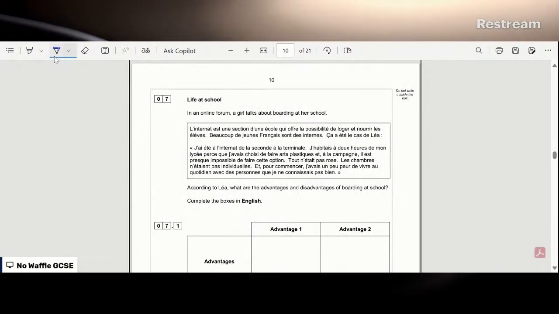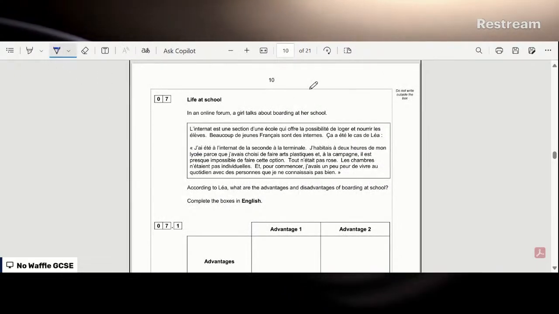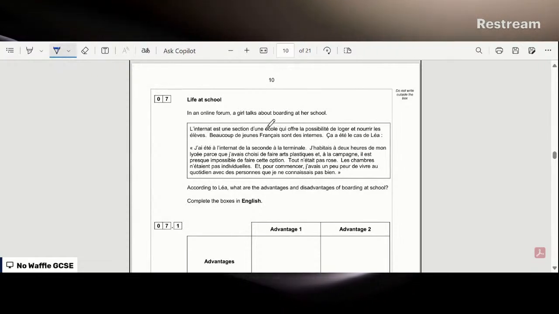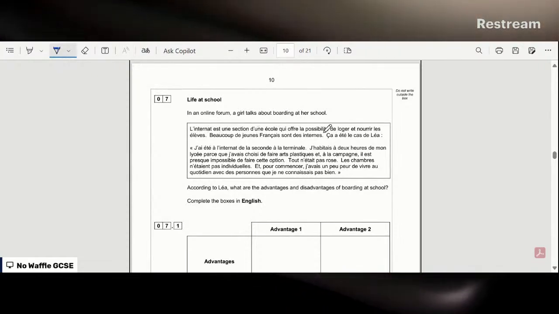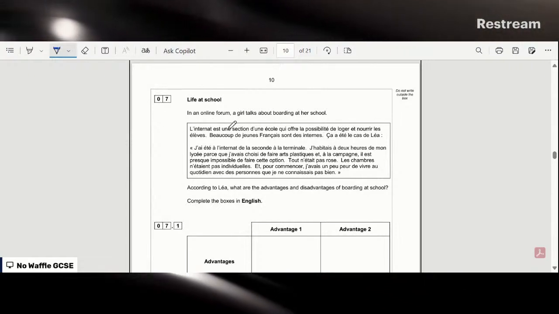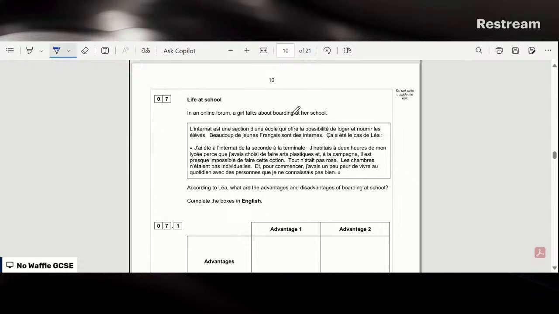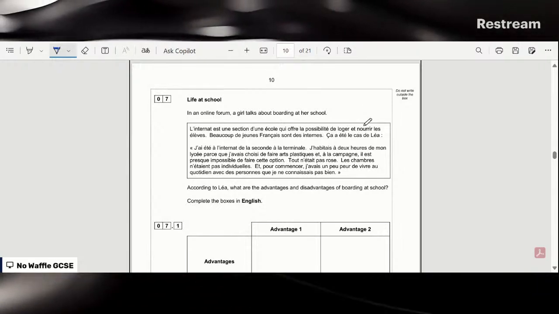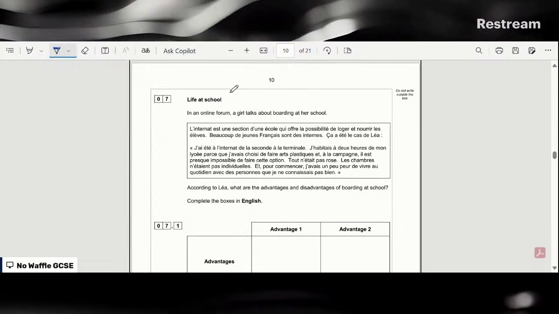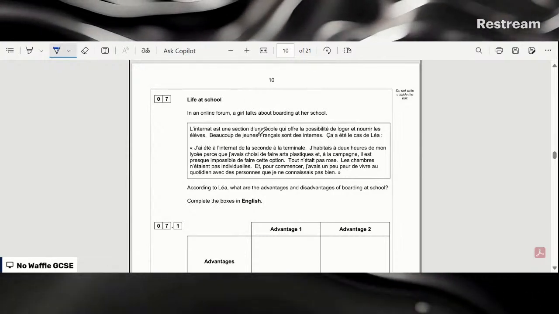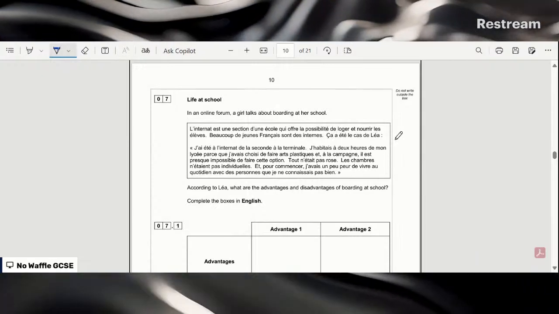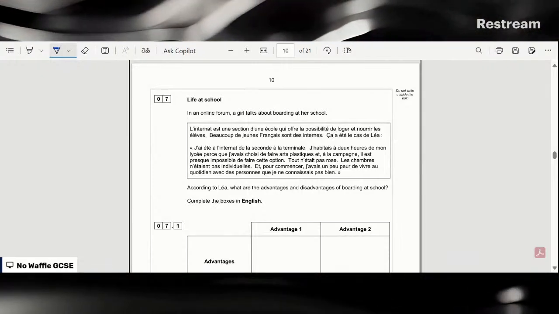Okay, moving on to life at school. In an online forum, a girl talks about boarding at her school. L'internat est une section de l'école qui offre la possibilité de loger. So the internat is one section of school which offers a possibility to stay and talk to fellow students. Of course, a lot of young French people are on the internet. It is the summer.